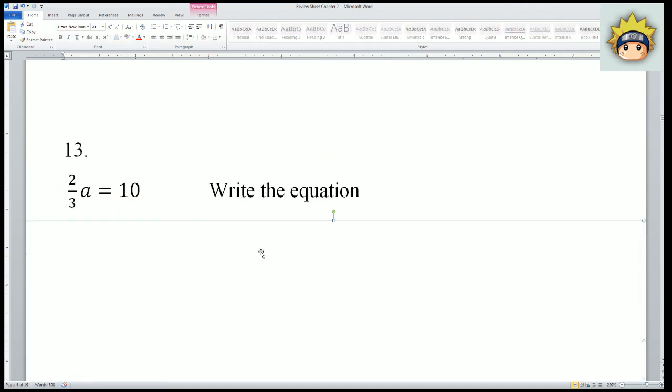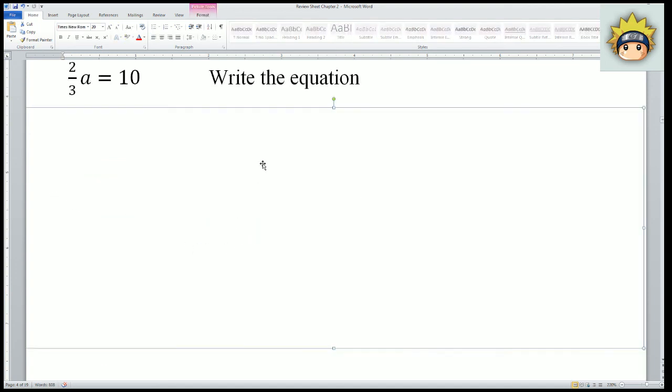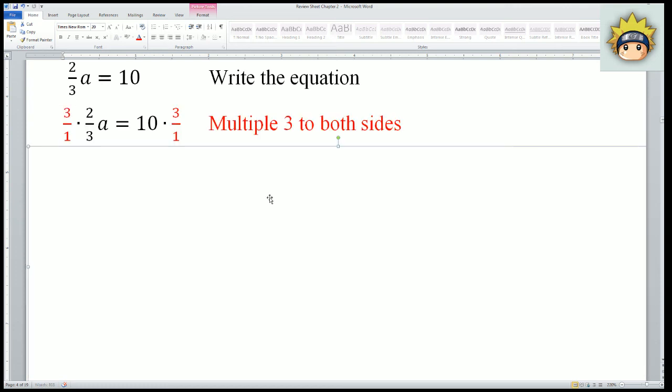Next, we have 13. 2 over 3 times a is equal to 10. What is attached to the a right now? We have a 2 over 3, okay? So, let's deal with the bottom number first, right? The divide by 3. How do we get rid of a divide by 3? That's correct. You multiply by 3. Do that to both sides.